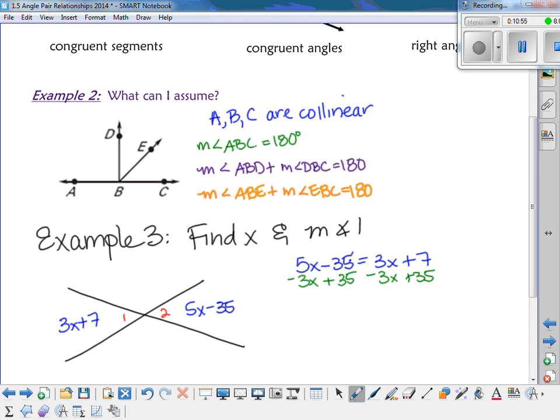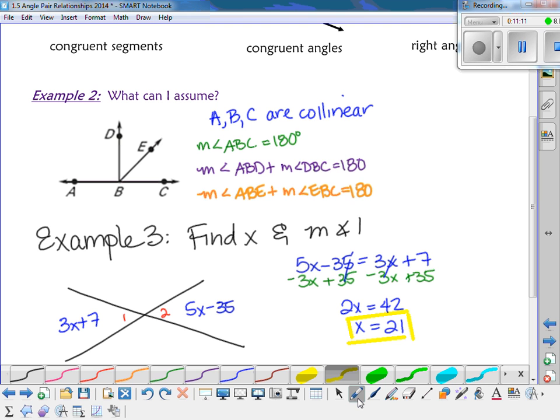And I get 2x is equal to 42. So when I divide by 2, x is equal to 21. Okay, that's the first part. I had to find that. Now I need to find the measure of angle 1.